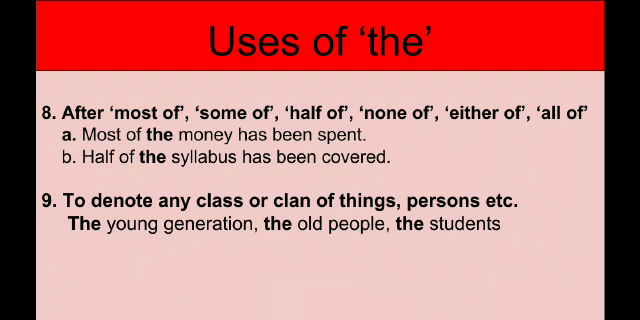Now the next case is to denote any class or clan of things, persons, etc. Like the young generation, the old people, the students. So here young generation, old people, students, they all belong to a particular class, clan or category. That's why to denote any class, clan or category of any things or person, we use "the".